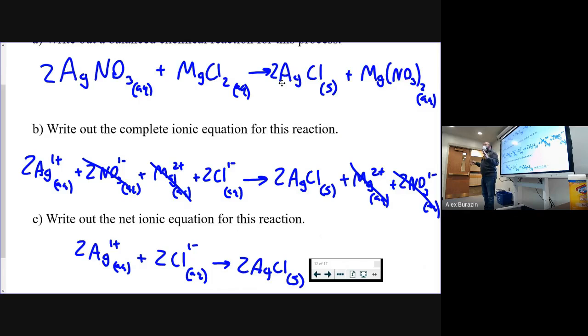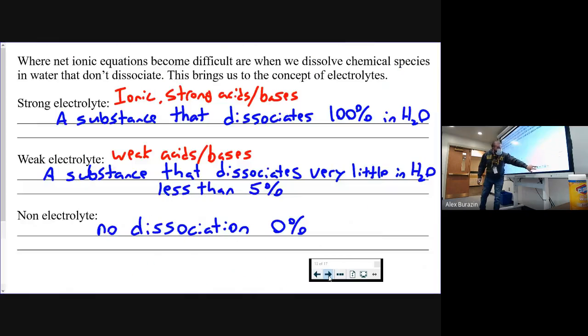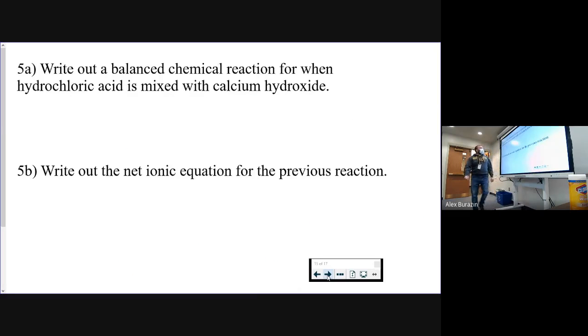So when an ionic compound dissolves, it's a strong electrolyte, meaning it dissociates 100%, always, every single time. But not all ionic compounds actually dissolve. That's more of a precipitation thing. We'll deal with that when we get to equilibrium. That's what this is saying. Okay, let's try another example.